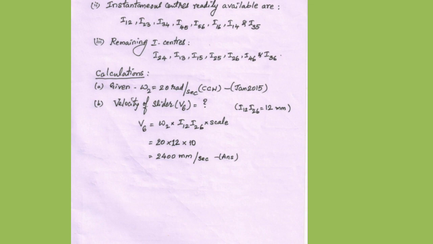And after measuring from the figure, I12 I26 is coming 12 mm. The 12 mm I have put and multiplied with scale, I have got the answer in mm per second. So sometimes the answer will slightly vary. Instead of 12 mm, somebody may get 11 mm or 13 mm. So the answer will slightly vary. But the units are mm per second. Okay. Now let us go to the next problem.